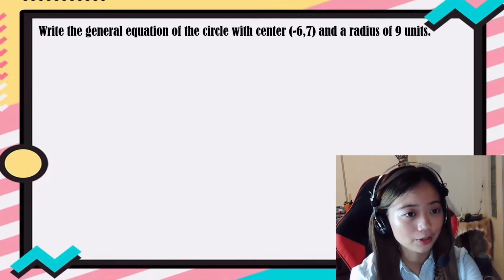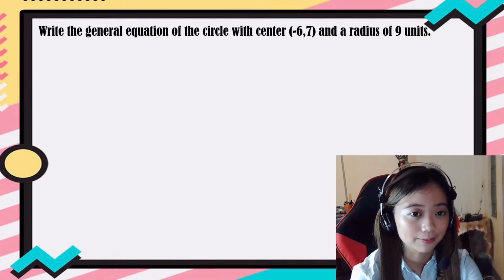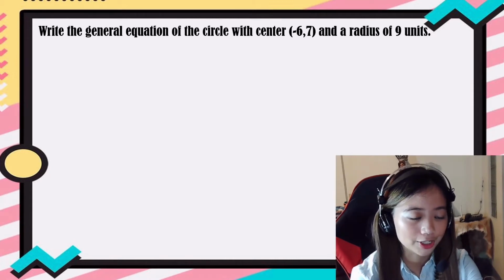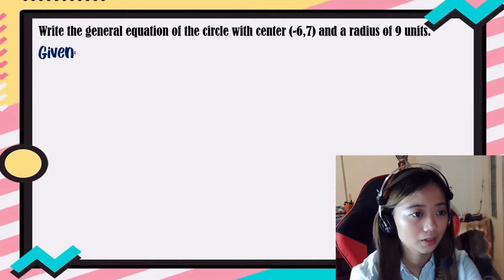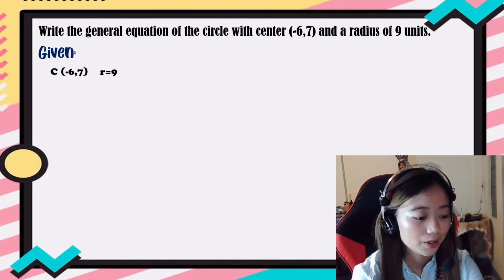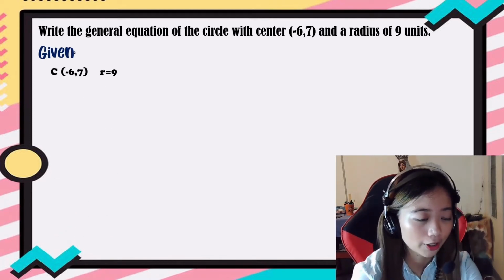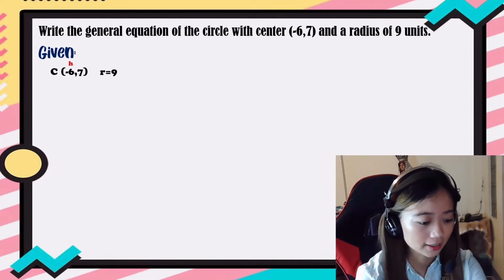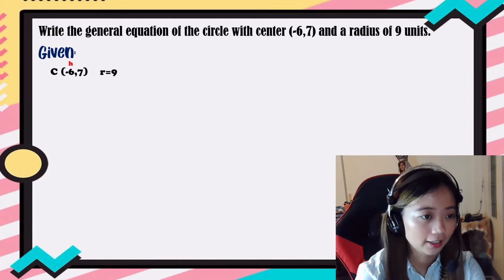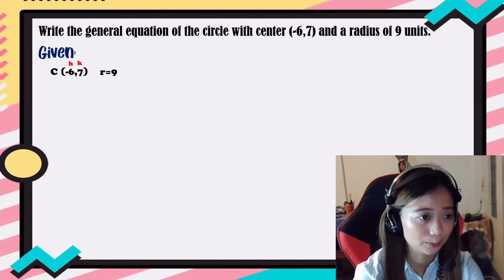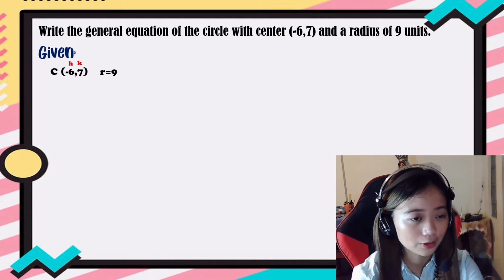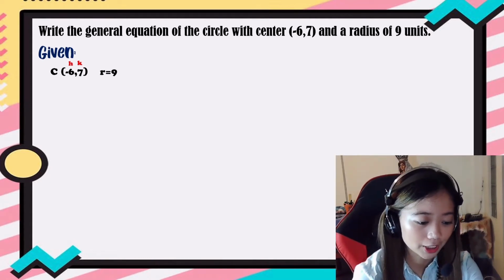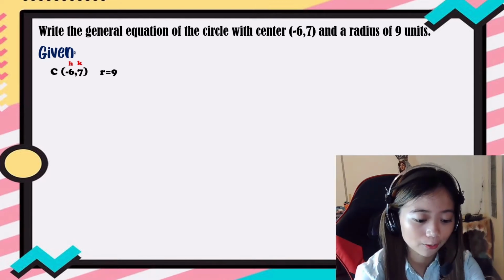Write the general equation of the circle with the center -6, 7, and a radius of 9 units. Let's list down first the given. We have the center of the circle with the coordinates of -6 and 7, where the value of h is equal to -6 and the value of k is equal to 7, and the value of radius is equal to 9. To solve for the general equation of a circle, we must compute first the standard equation of the circle.